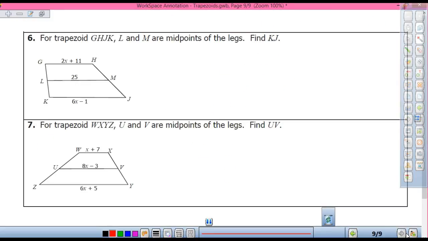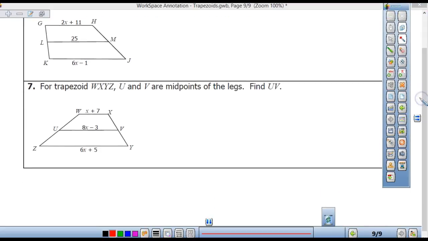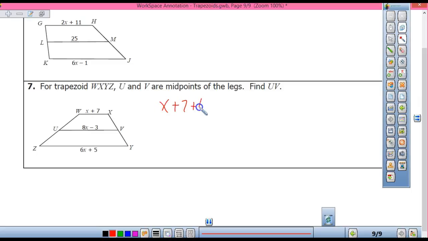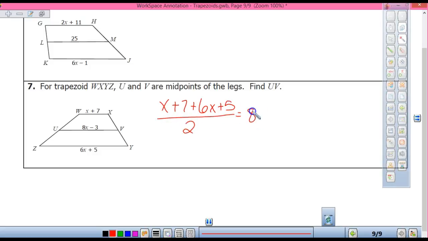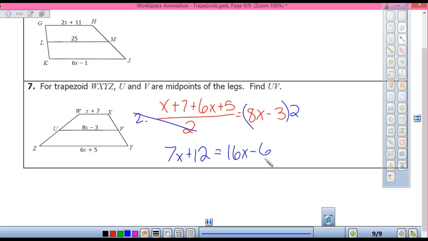Let's do 7. Okay, how am I going to set it up? Top and bottom. Plus 7 plus, divided by 2 equals, okay, multiply both sides by 2. So on top, when I combine my terms, what do I have? 7x plus 12 equals minus 6. And now we just solve it like we normally do.